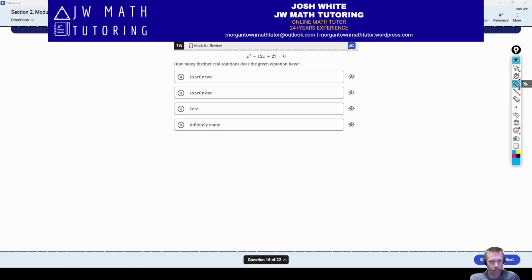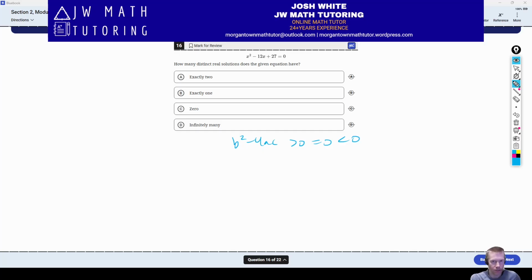All right, how many real solutions does this given equation have? So, a couple different ways you could do this. Technically, you could calculate the discriminant, and you could do b squared minus 4ac. I don't think you need to do that on this problem, and you could see, is it greater than 0, equals 0, less than 0? But you don't need to do that. That's too much work, it's too much time.